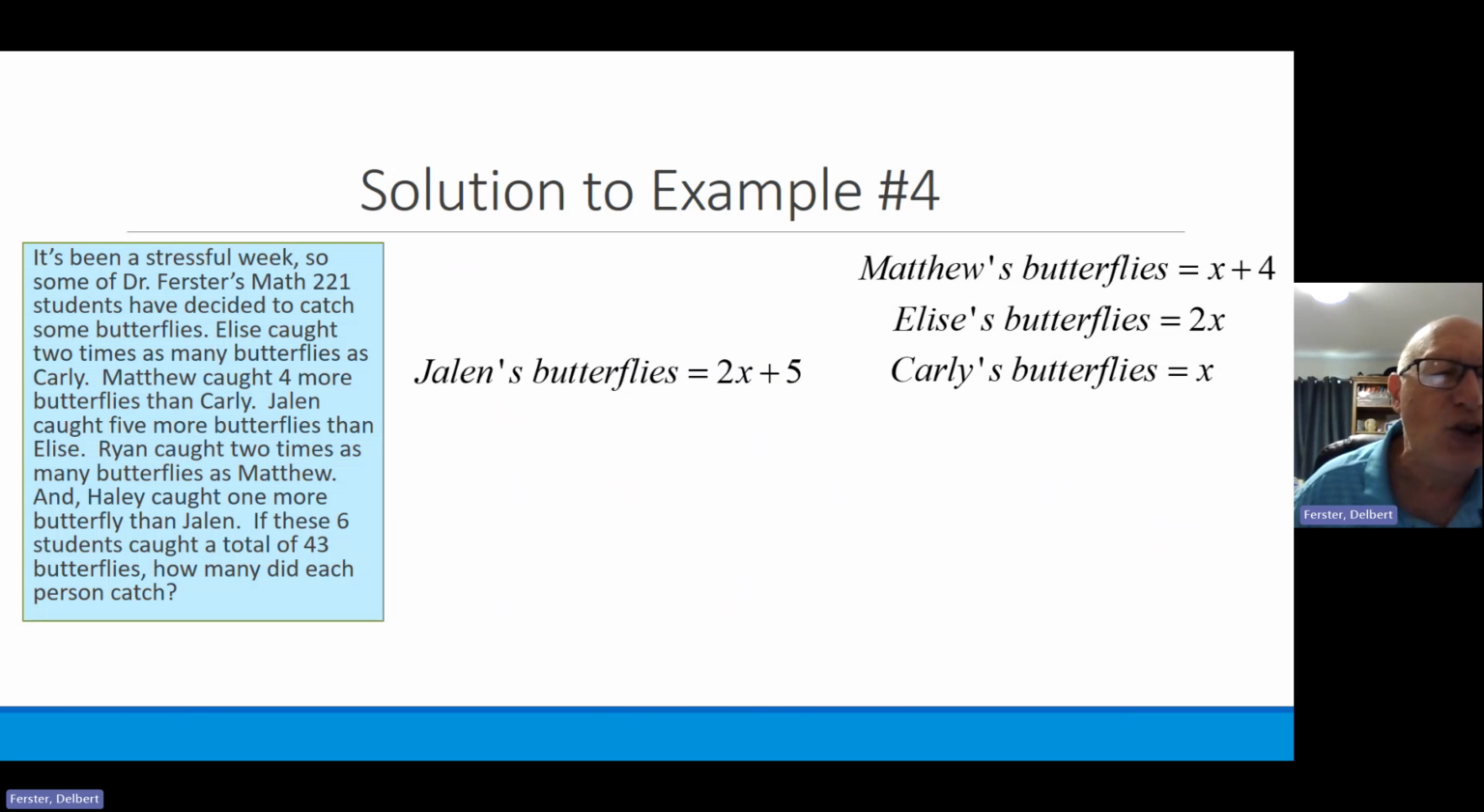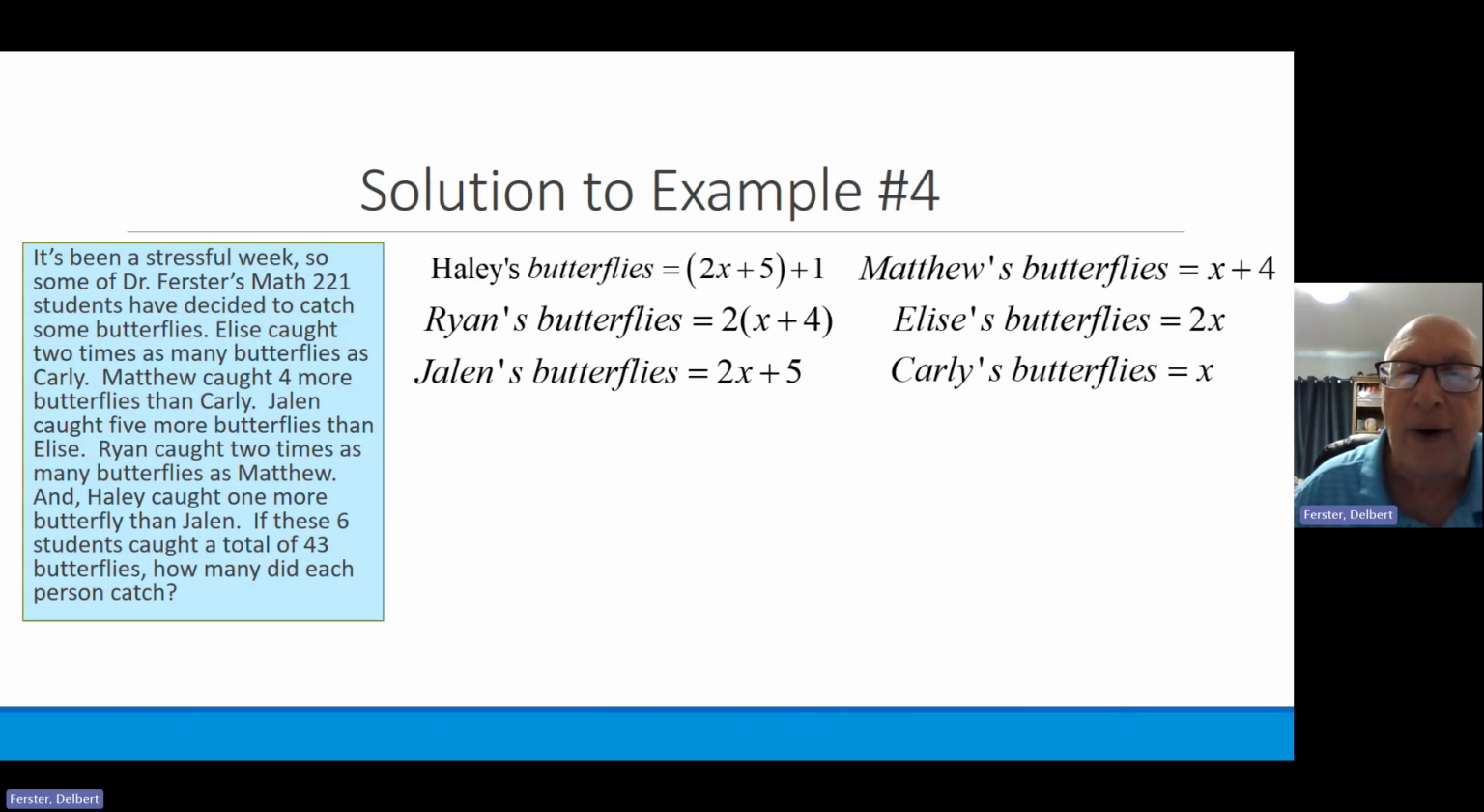Somewhere we got information about Jalen. He caught 5 more butterflies than Elise. Be careful. Jalen was related to Elise, not to Carly. So make sure you got Elise's 2X increased by 5 for Jalen. Ryan, he's got twice as many as Matthew, but Matthew was X plus 4. So I kept that in there. And if you want to distribute the 2 right now, you certainly could. I'll get that as we write the equation.